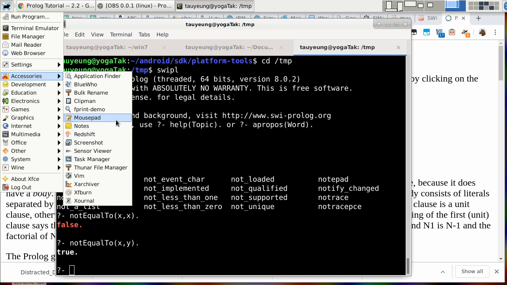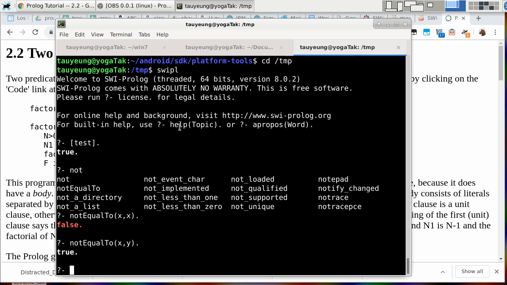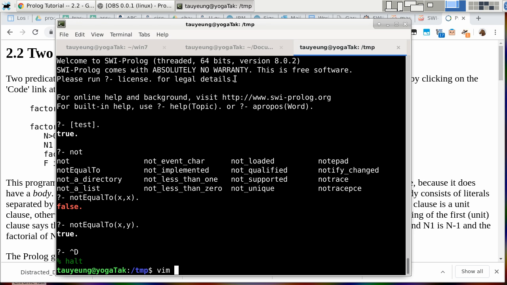Because your recursion has to stop at some point. And the idea for your recursion to stop here, well, okay, fine. I'm going to use VI.